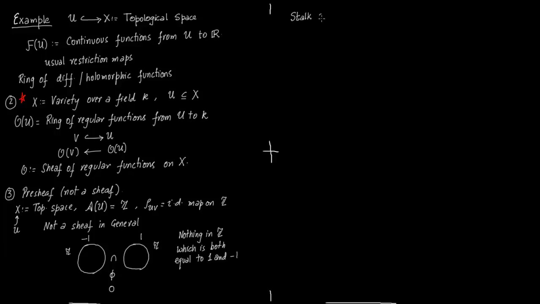So now let us talk about stalks and germs. This is very important. In fact, everything boils down finally to stalk and germ. Now a stalk is a collection of germs. So first we need to define a germ, and then you take a bunch of these germs and you get a stalk. So the stalk consists of germs, and we first need to talk about what is a germ.